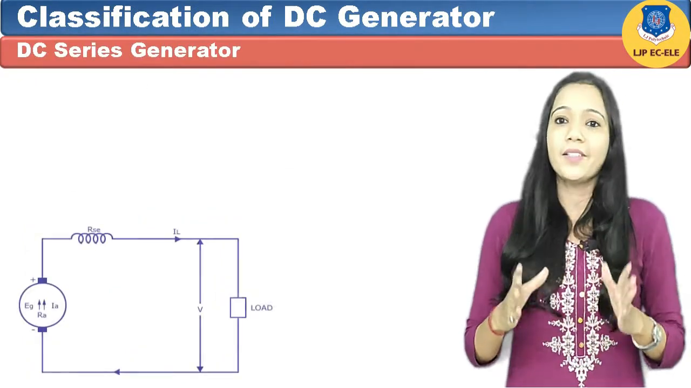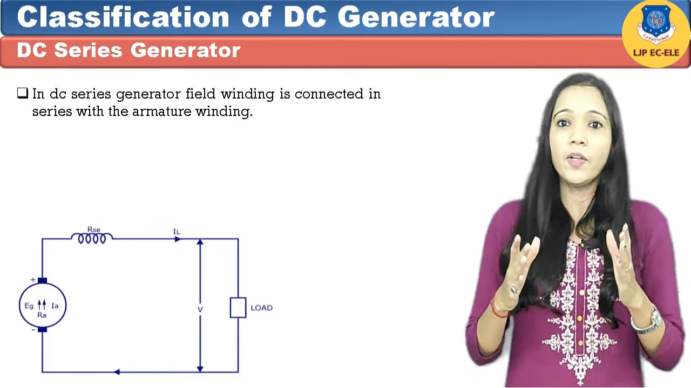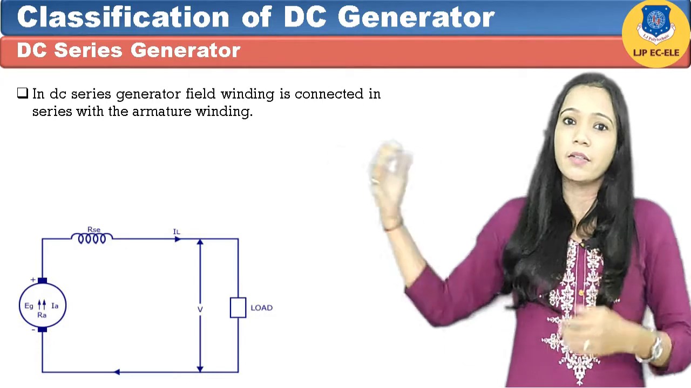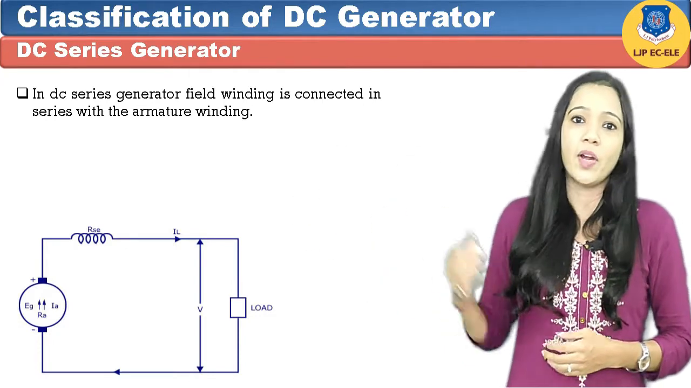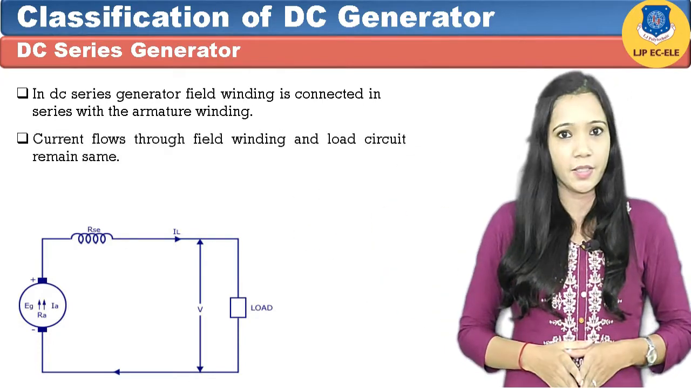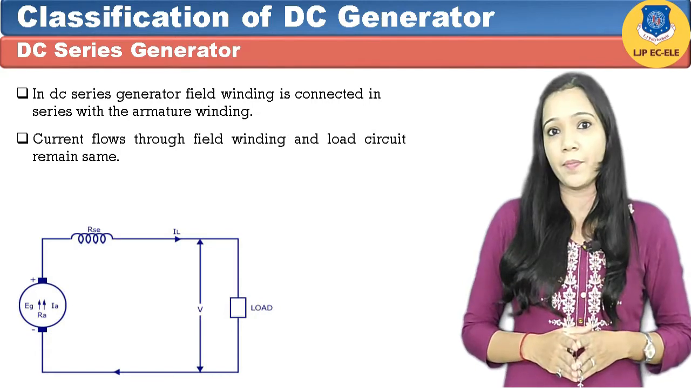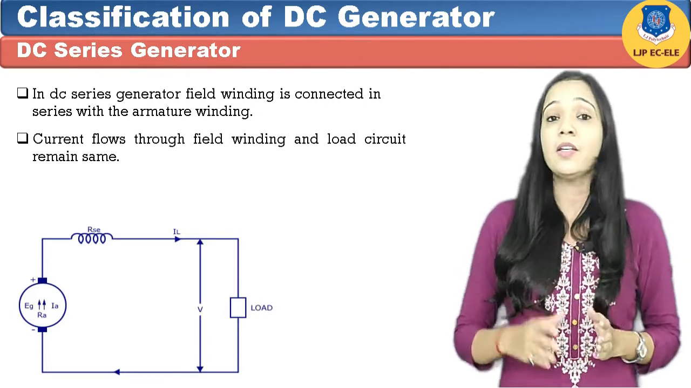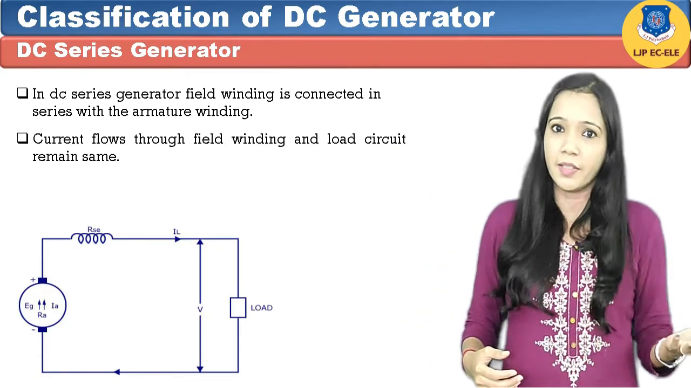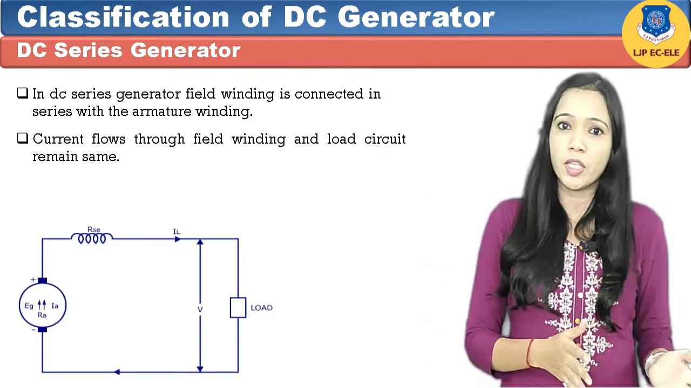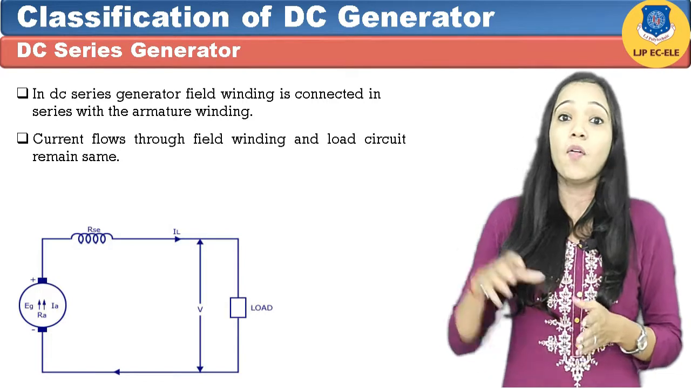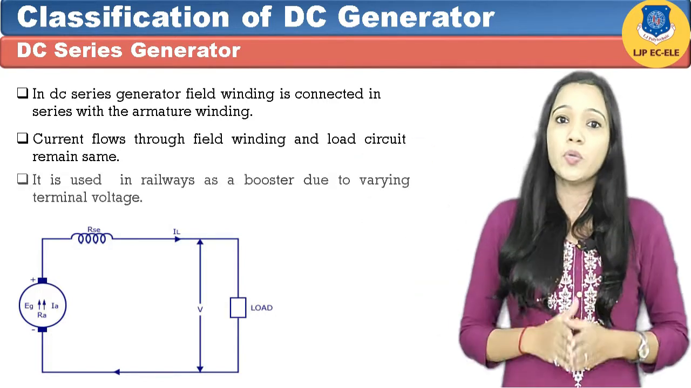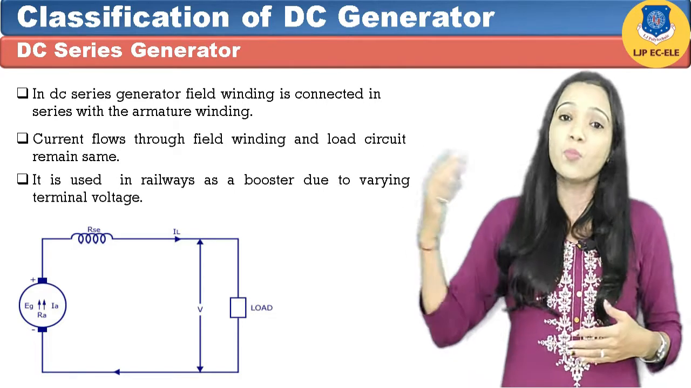Next is the DC series generator. If we talk about the DC series generator, you can see from the figure, the field winding and armature winding are both connected in series. So the current remains the same, but the voltage will change. If there is a change in current in the field winding due to any reason, the flux will also change, and due to that the voltage across the load will also change. They are used in railways as a booster.